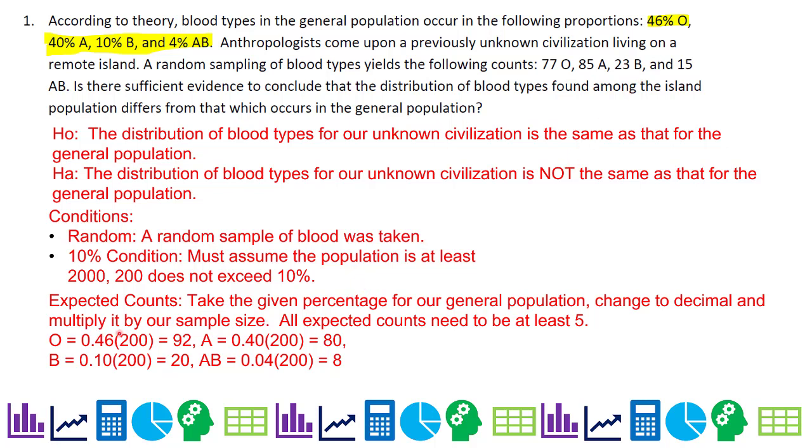So 46% of 200 is 92. If this group were like our general population, we would expect 92 in the sample to have type O. 40% is type A. That's what we would expect, and that would be 80. 40% of 200 is 80. 10% of 200 is 20. And 4% of 200 is 8. This is work by hand, and you should show what I've shown for the calculation.